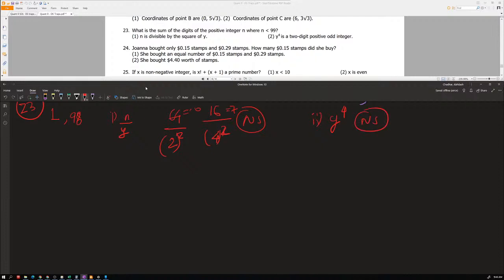Now you have to basically take both of them. So n by y such that y power 4 is a two-digit positive integer. So y power 4 is a two-digit positive integer, n by y squared.